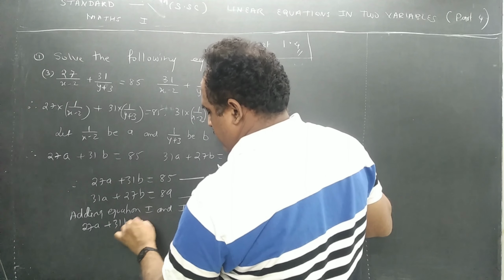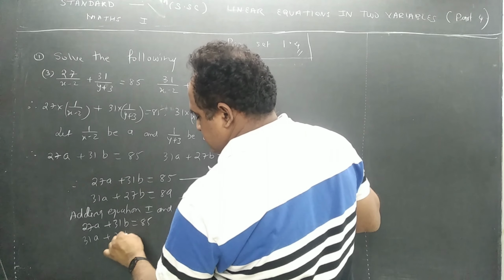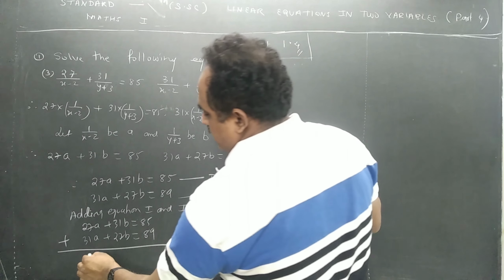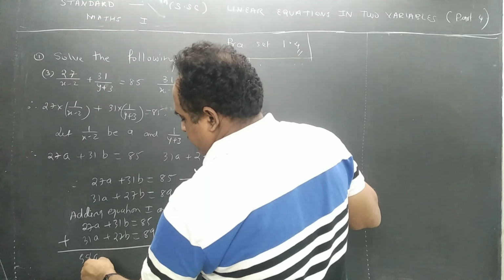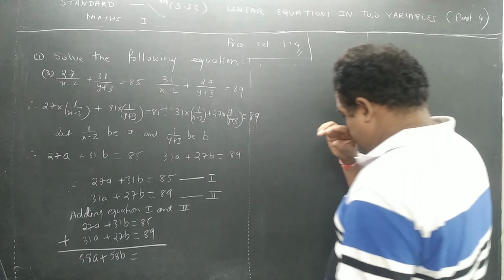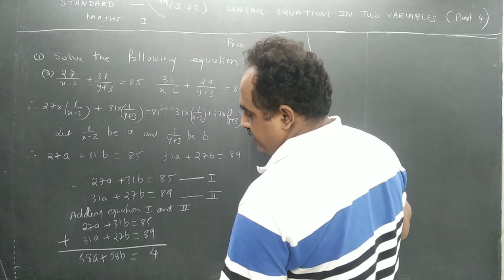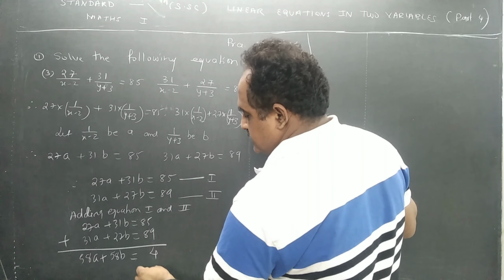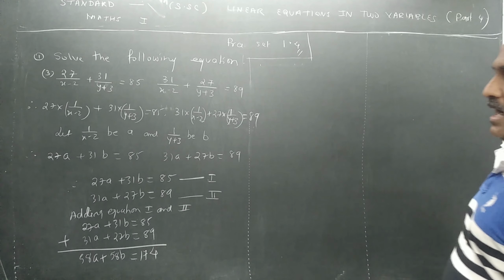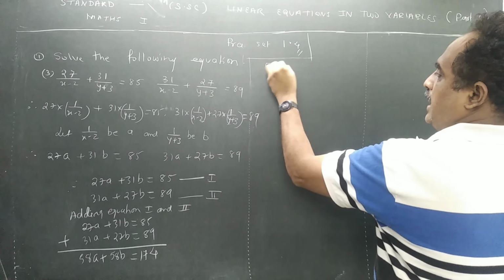27a plus 31b is equal to 85, and 31a plus 27b is equal to 89. When I add them, 7 plus 1 is 8, that is 58a, and this becomes 58b is equal to 174. Then 8 plus 8 is 16, 16 plus 1 is 17. Have you understood this now? So you can take 58 common.